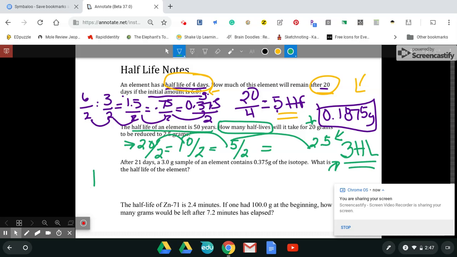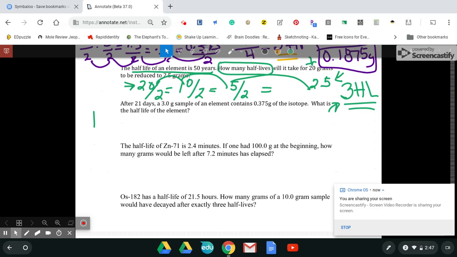It says that after 21 days, a 3-gram sample of the element contains 0.375 grams of an isotope. What is the half-life of the element? Okay, so that's kind of like what we just did. You know you've got 3 grams, and you've got this left, 0.375. So when you have a problem like this where you've got 2 masses, you're basically seeing how long does it take me to get here. Remember, we always divide by 2.